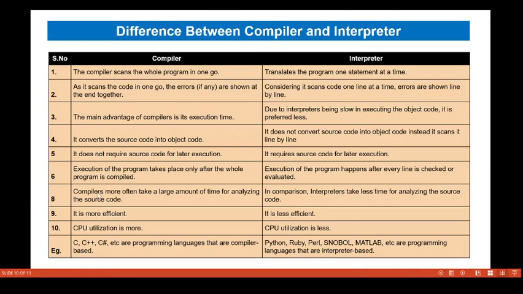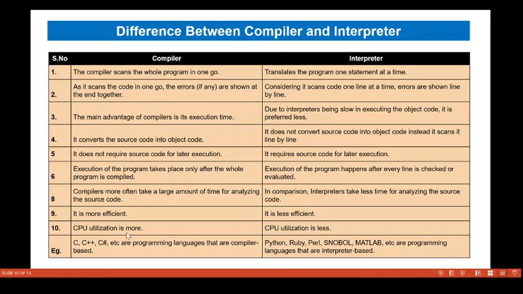Then number 8, compilers more often take a large amount of time for analyzing the source code. In comparison, interpreters take less time for analyzing the source code. Number 9, it is more efficient. What is more efficient? Compiler. But the interpreter is less efficient. Number 10, which is the last one for the differences between compiler and interpreter in this video, CPU utilization for compilers is more, but for the interpreter, CPU utilization is less.